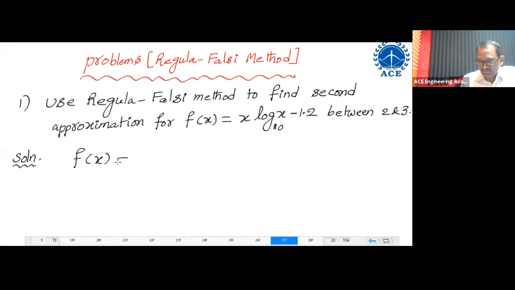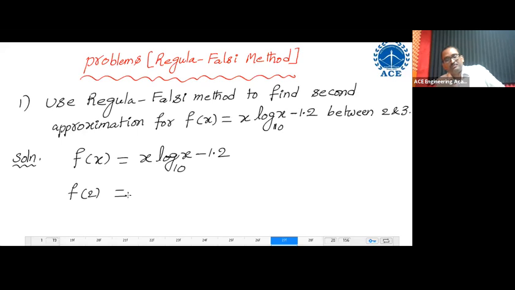f of x is equal to x log x to the base 10 minus 1.2. So you only have to simplify and let me know the value. Remember, base of the logarithm is not mentioned. Always assume base e. If it is base 10, that must be clearly mentioned. Whenever the base is not mentioned, either you write ln or log, that is base e only. You only have to say the values of f of 2 and f of 3.